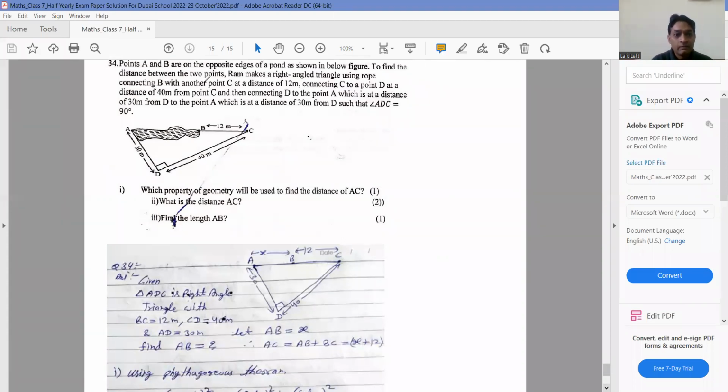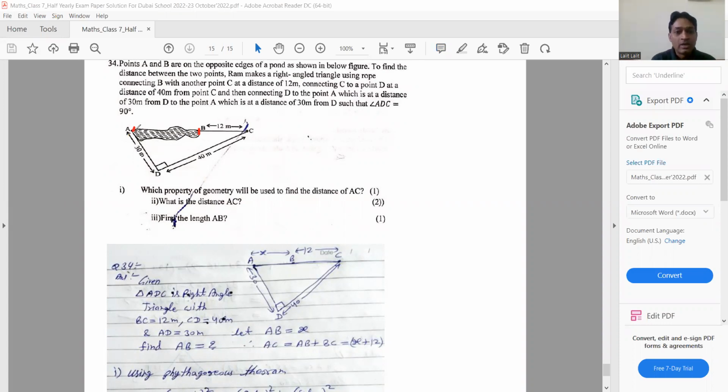What they are saying is that points A and B are on opposite sides of a pond. This is a pond. A and B are on opposite sides. Now, Ram is trying to make a right angle and he is connecting B to C, which is 12 meters, C to D, which is 40 meters, and D to A, which is 30 meters. This is the right angle triangle he is making. We need to find the value from A to B.